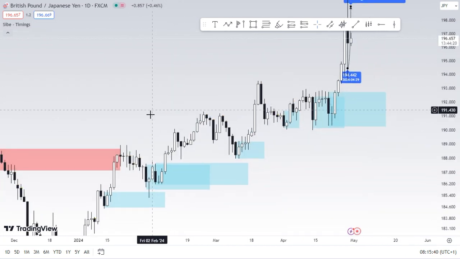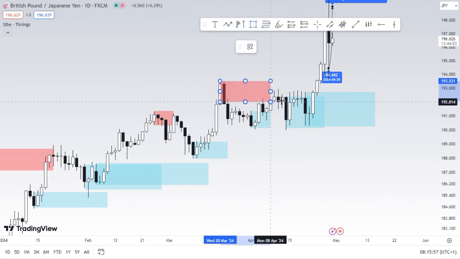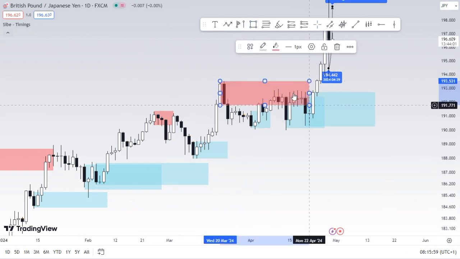Let's go. Last up candle before this move down here. The last up candle before this move down here. See how price tapped into the zone and then came down just a little bit.